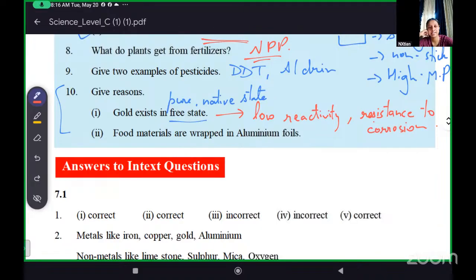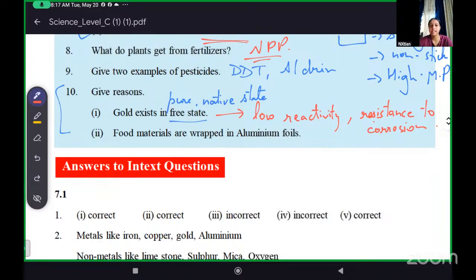What's the meaning of free state? That it is existing in its pure native state, pure and original state. Why is it existing in its pure and original state? Two reasons are there. Because gold is a very less reactive metal, so it does not react with other elements and remains in its original form.